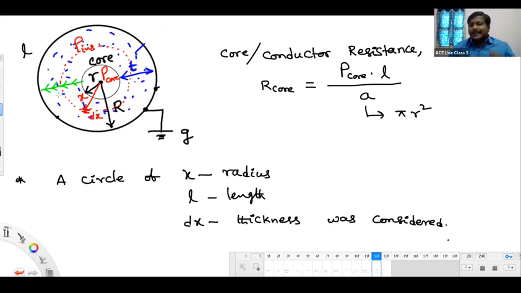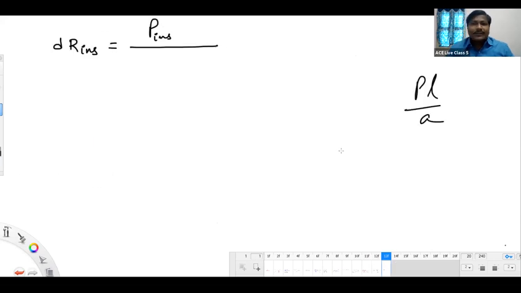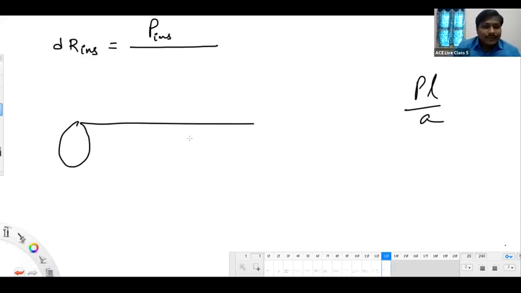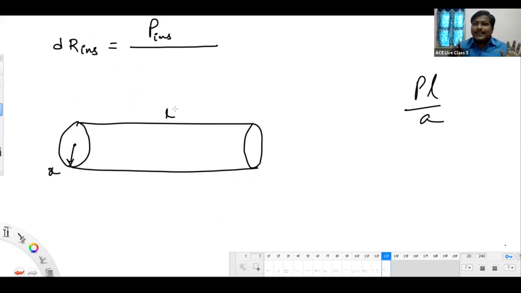After taking this direction of current flow, we should measure the area perpendicular to it. Perpendicular means into the screen, we should take up the area. You want me to highlight that x radius portion? It may come simply like this. That x radius portion we have to consider, and length is L.